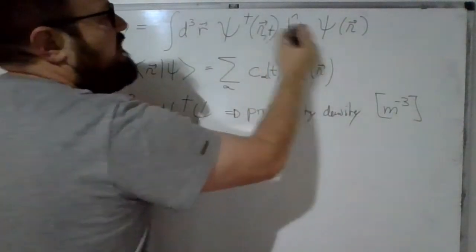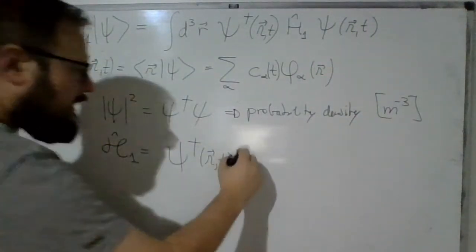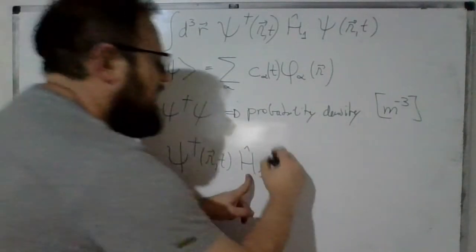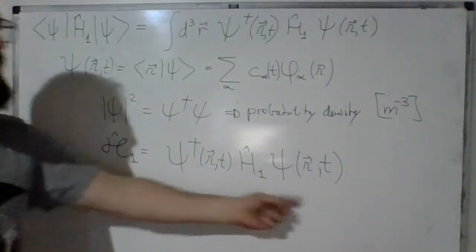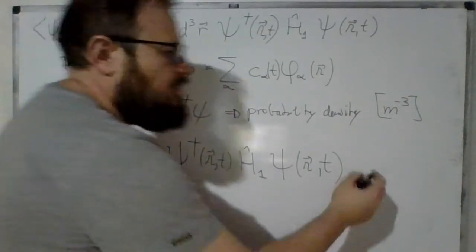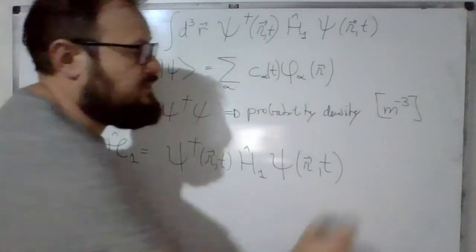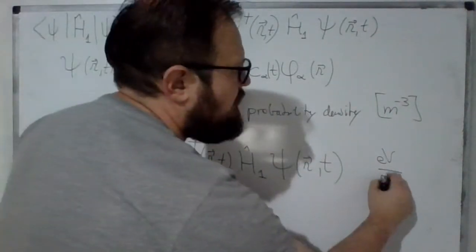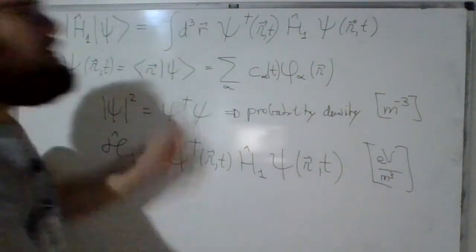Of course, this is a function of time here also, all right? And times the operator in first quantized version here times psi of r and t. Notice that this has units of energy. If you are measuring the Hamiltonian in joules, it will be joules per cubic meter, or if you're measuring the Hamiltonian in electron volts, it will be electron volts divided by cubic meters. Okay, so this is the unit of this object here.